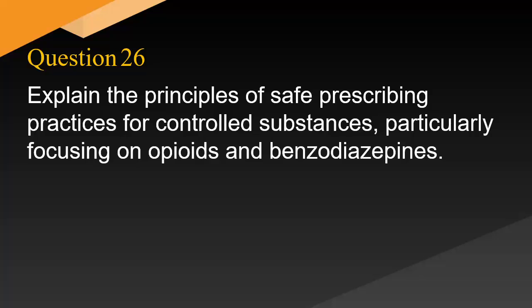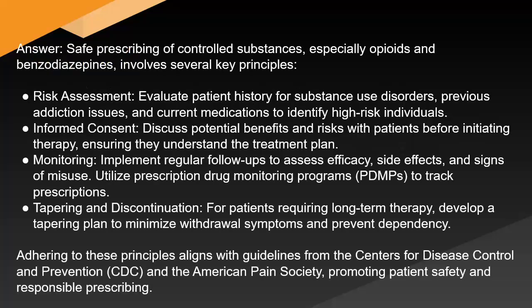Explain the principles of safe prescribing practices for controlled substances, particularly focusing on opioids and benzodiazepines. Answer: safe prescribing of controlled substances, especially opioids and benzodiazepines, involves several key principles. Risk assessment: evaluate patient history for substance use disorders, previous addiction issues, and current medications to identify high-risk individuals.